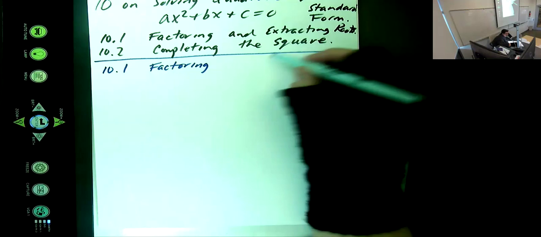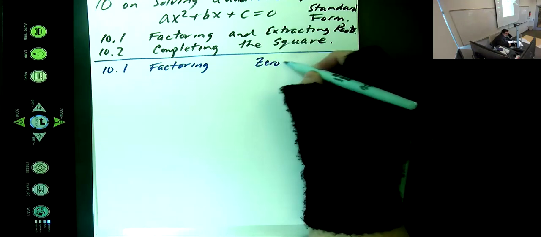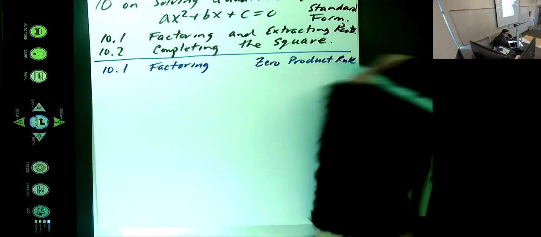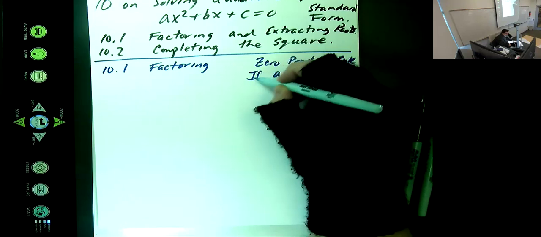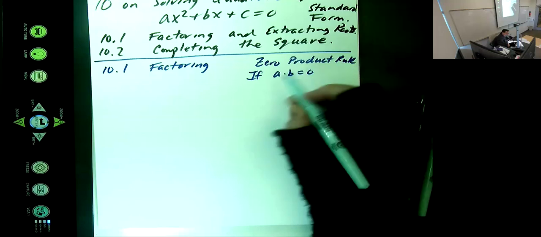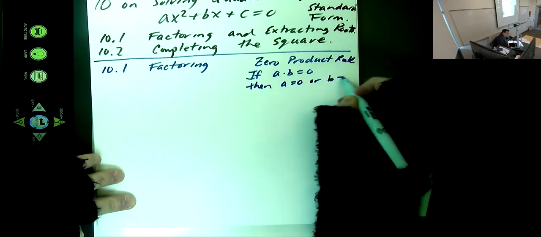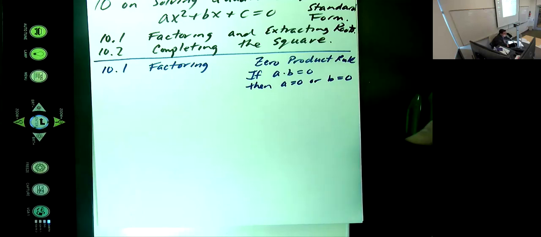Factoring part. We've talked about the zero product rule before. If A times B equals 0, then A equals 0 or B equals 0. One of those must hold true. Maybe both, depending on what it is.